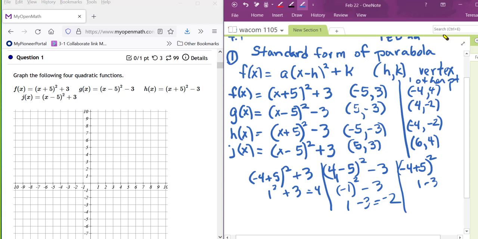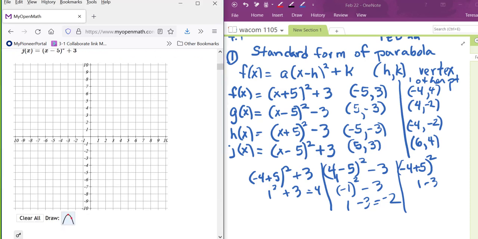Go over on the grid, I have to go down and get the tool. And remember with this tool that I have to do the vertex first. So I'm going to do negative 5, 3. And then I'm going to do negative 4, 4. And that's one of my parabolas.